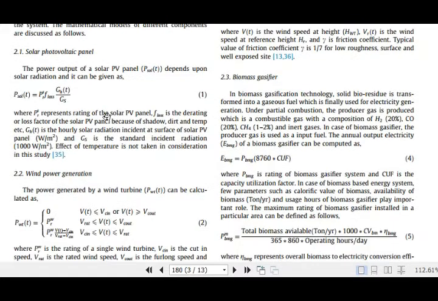The modeling of the solar photovoltaic panel is given; the output power will be given by the rated power. F loss is the derating factor. It may be 0.8, 0.88, 0.9 and so on, depending on the model of the PV module. And GH is the solar irradiation of the location for which you want to design that hybrid renewable energy system. GS is 1000 watt per meter square, the standard incident radiation constant.